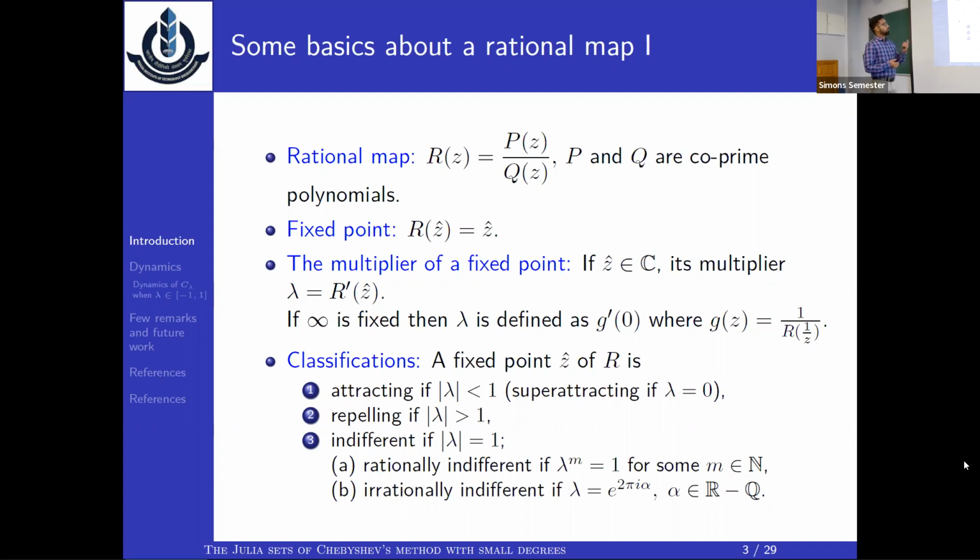Now, the fixed point z hat is said to be attracting if modulus lambda is less than 1. In a particular case, it is super attracting if it is equal to 0. Z hat is repelling if modulus lambda is greater than 1. And if lambda lies on the unit circle, then it is indifferent. Lambda in this case will be of the form e to the 2 pi i alpha. If alpha is rational, then it is rationally indifferent. And if alpha is an irrational number, then z hat is an irrationally indifferent fixed point.